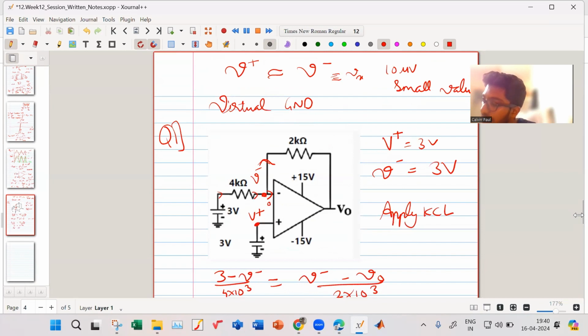How do I look at the circuit again and check whether it is correct? Now we know over here the voltage is 3 volt. That means the voltage over here also is 3 volt. If the voltage over here and here is 3 volt, then this current is 0, right? If this current is 0, that means this current is 0. What does this mean? This voltage drop is 0. That means your V output is equal to 3 volt.